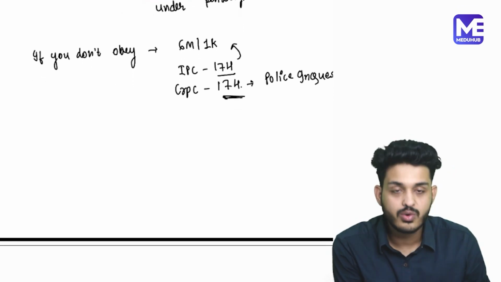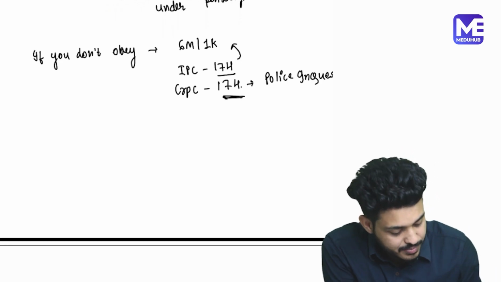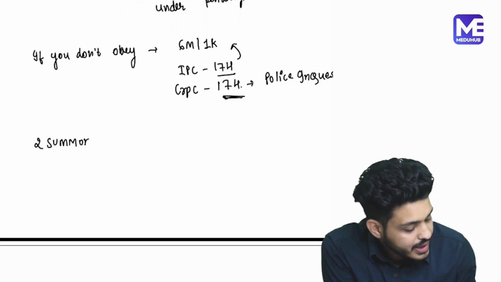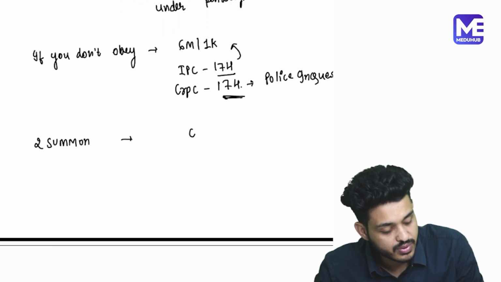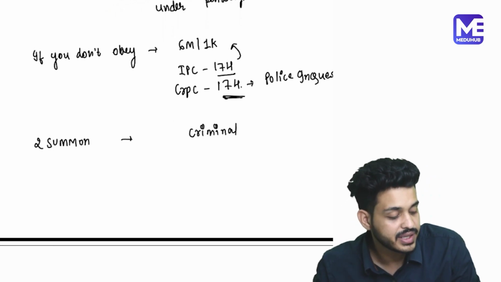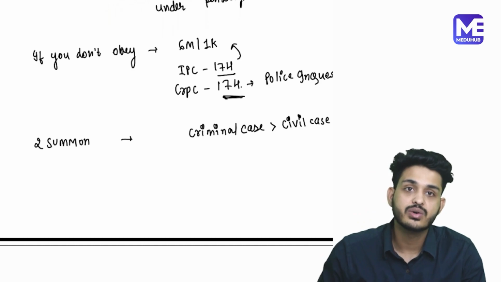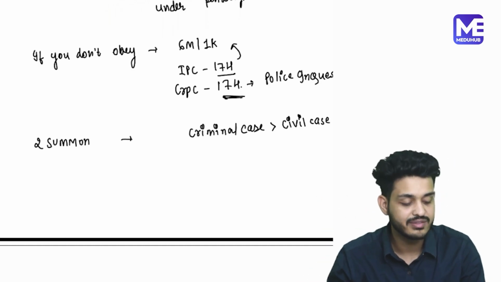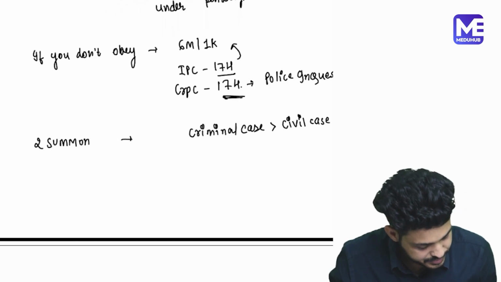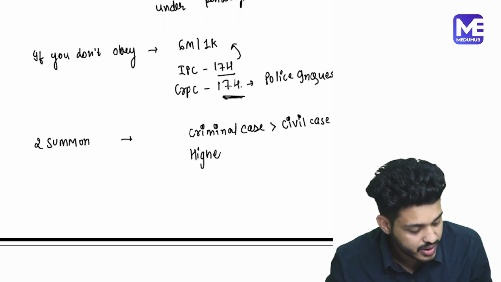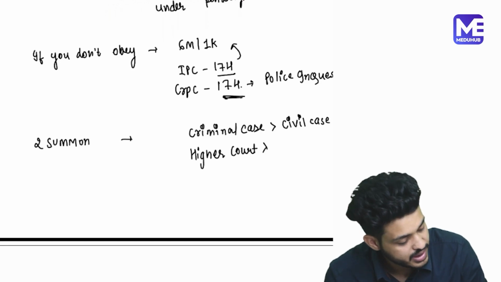Okay, what if someone arrives at your doorstep, then what will you do? For example, you get two summons for the same date, same time. Then where will you go? You will go for the criminal case, okay. You will give priority to the criminal case as compared to the civil case. You will need to inform the civil court also that I will be attending the criminal case, I cannot come. That is what you need to do, okay. Secondly, if it is between two courts, like high court or session court, then you need to follow the higher court, okay, higher court followed by lower court.